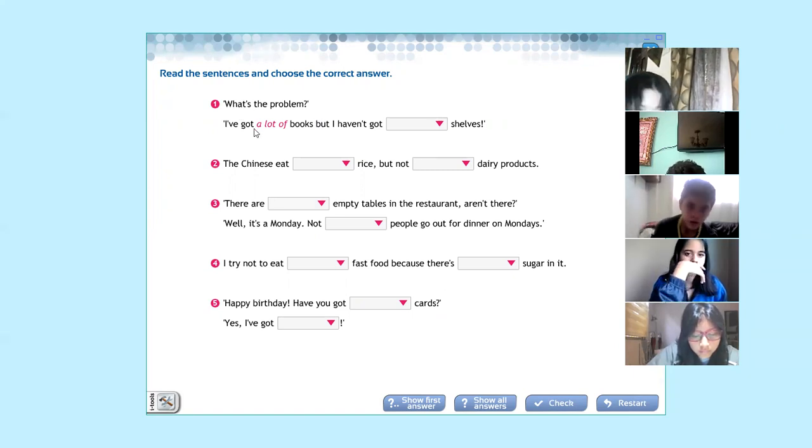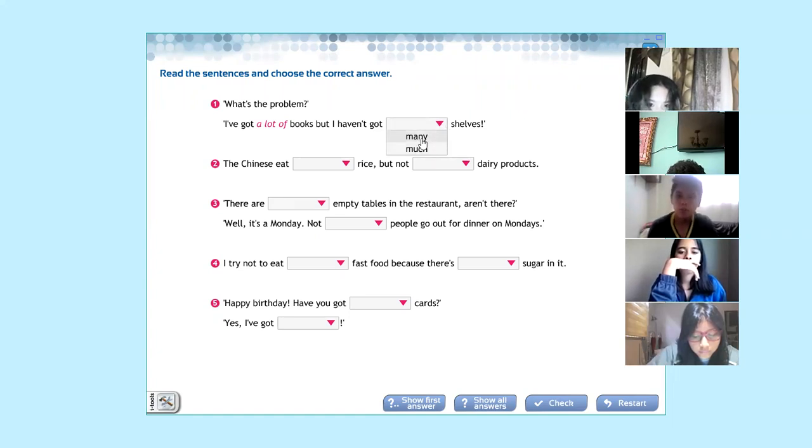What's the problem? I got a lot of books, but I haven't got many shelves.